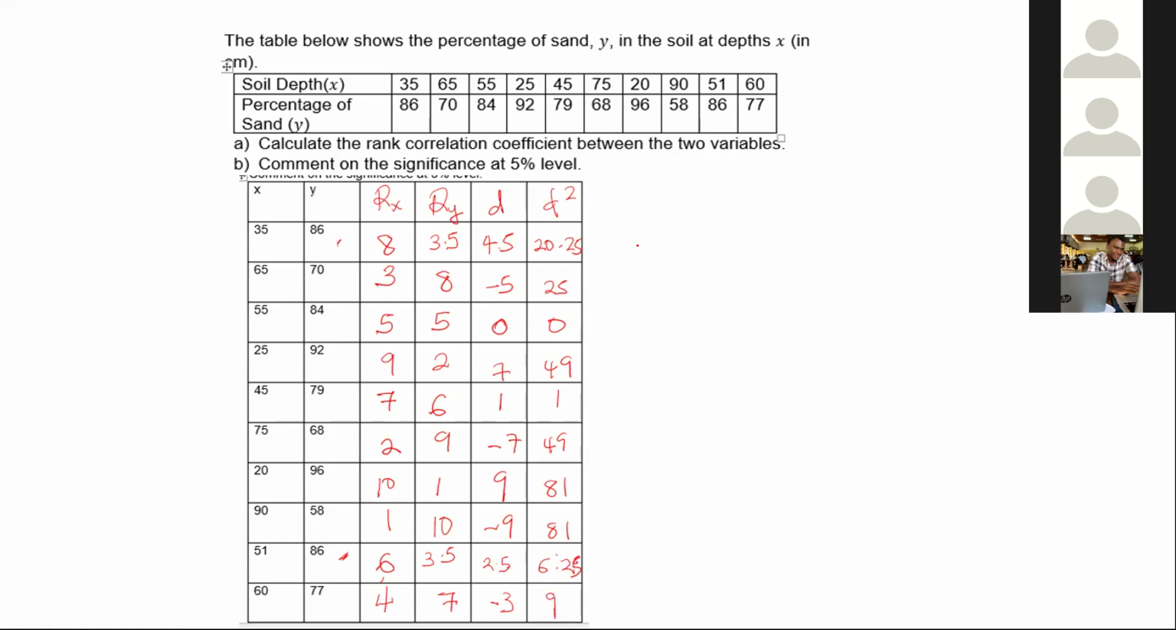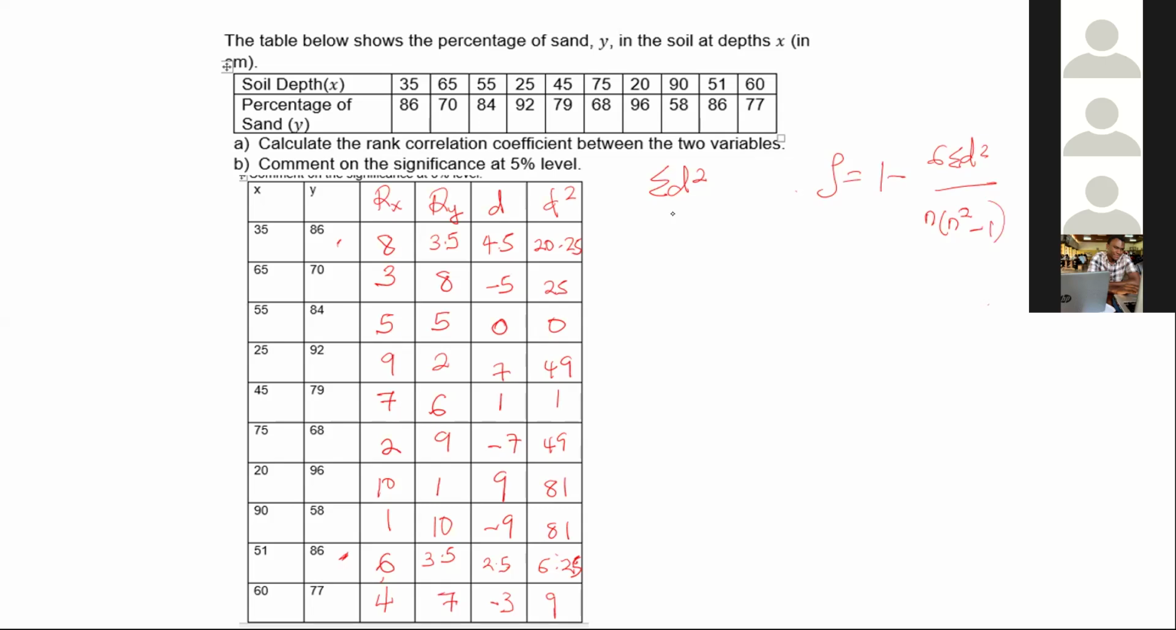Then next thing we are going to do is sum up the values of d squared and get summation d squared, because it's what we're going to use to get our rank correlation coefficient, which is given by 1 minus 6 times the summation of d squared divided by n into n squared minus 1. So our summation of d squared, you can help me just check that.